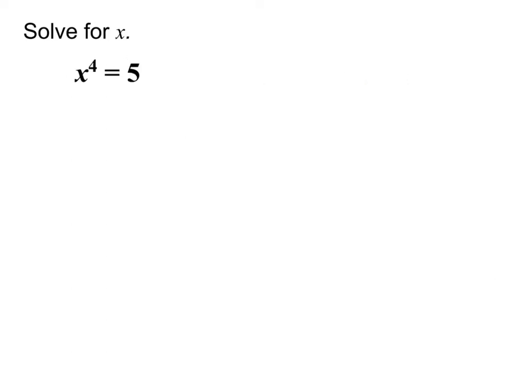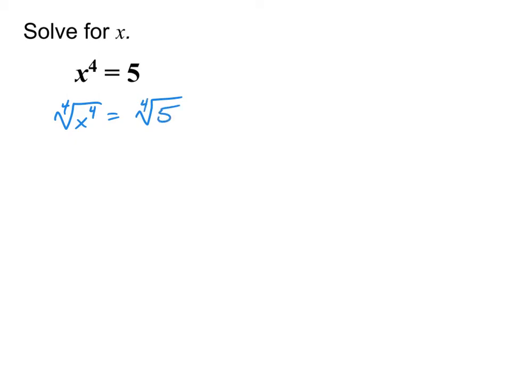All right, on to our next problem. Now the numbers aren't going to be quite so pretty. So we have x to the 4th equals 5. Well, I want to undo the 4th power so that I can just have x left behind. So I'm going to want to do the 4th root of both sides. So the 4th root of x to the 4th, and the 4th root of 5.